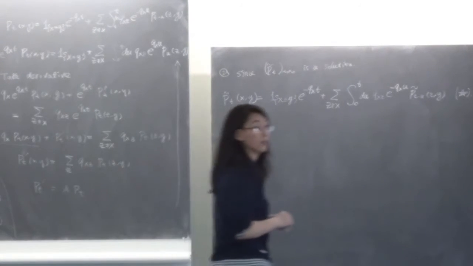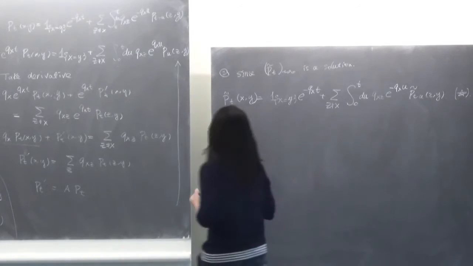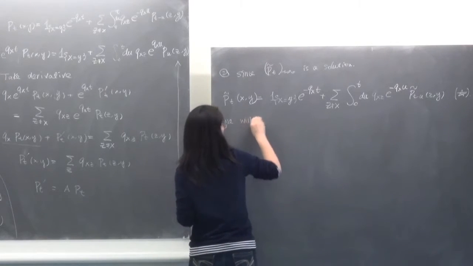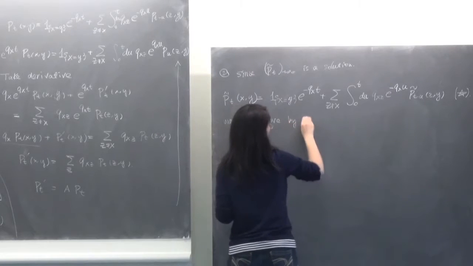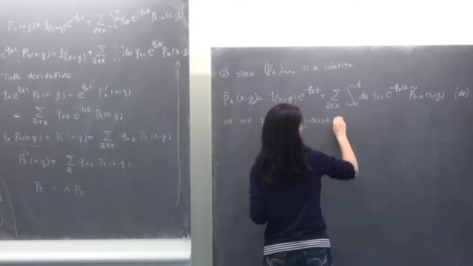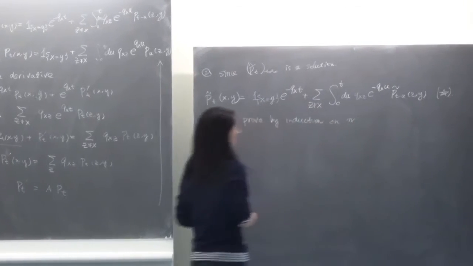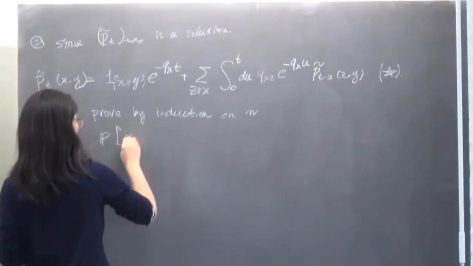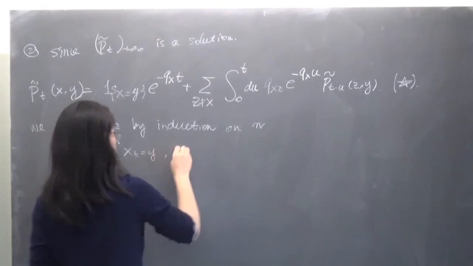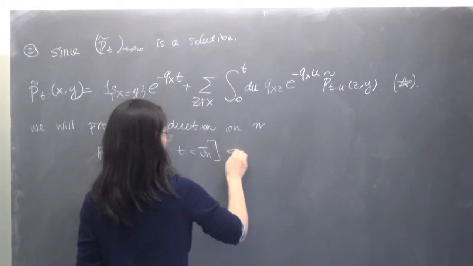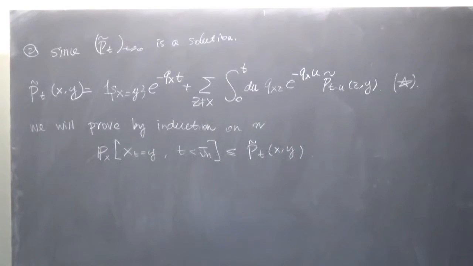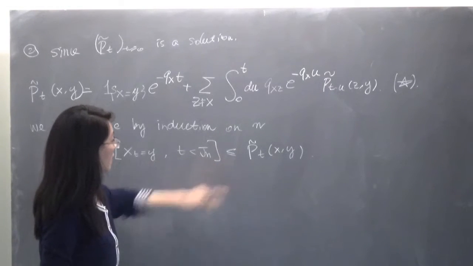Is there any question? Okay, and then we can compare what happens to pt tilde and pt. So we will prove by induction that the probability of xt equals y, t before jn, is less than pt tilde.